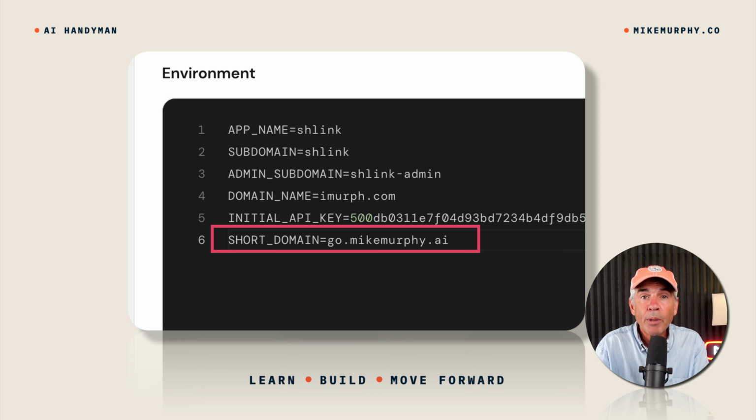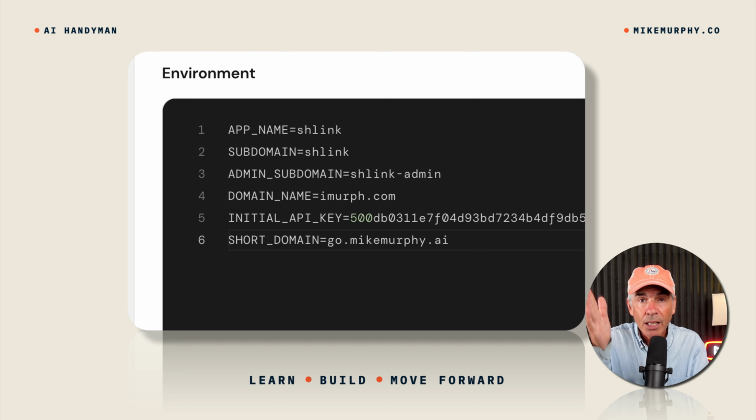The short domain is the first part of your Shlink. So for me, all of my Shlinks are going to start with go.mikemurphy.ai, and then I'll have a / and a custom slug.